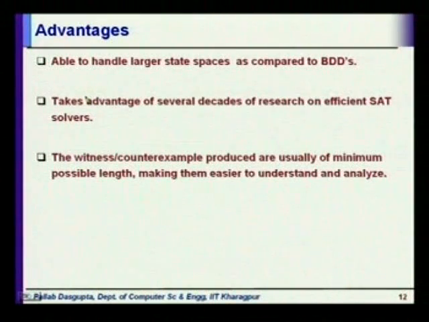Now, what are the advantages of bounded model checking? The advantage is that it is able to handle larger state spaces as compared to BDDs. Why? We know that when you take a transition relation and try to construct the BDD of it, the BDD starts growing with the number of variables, and that growth is typically exponential. Here also, with every time frame, the number of variables is growing. For one time step, you had k variables. For two time steps, you have 2k variables. For n time steps, you have nk variables. So the number of variables is growing.